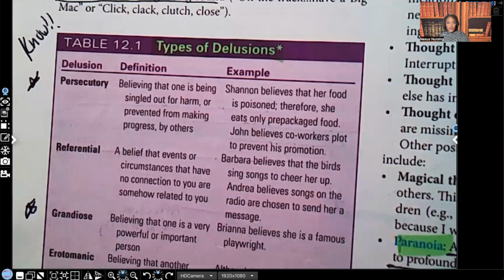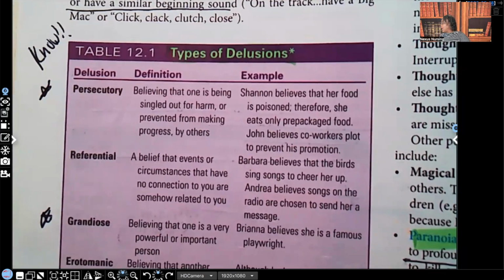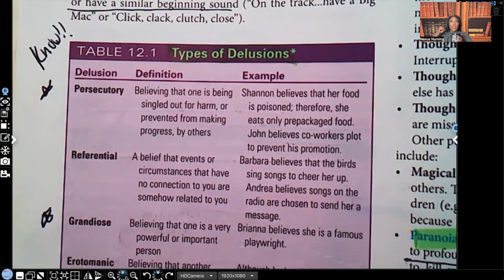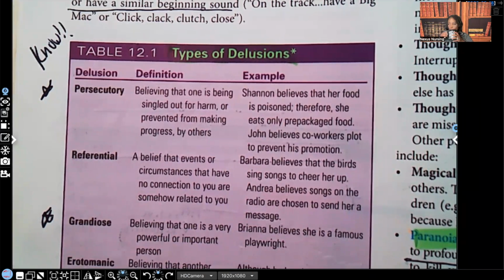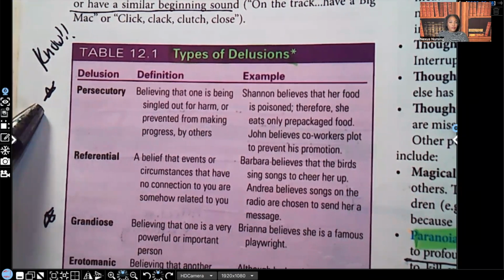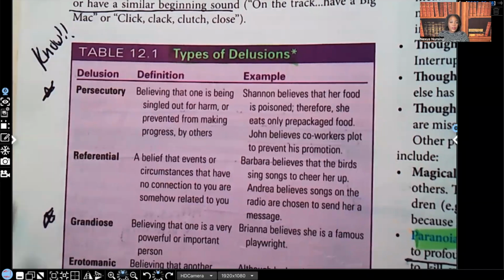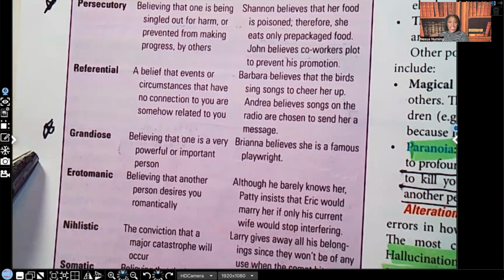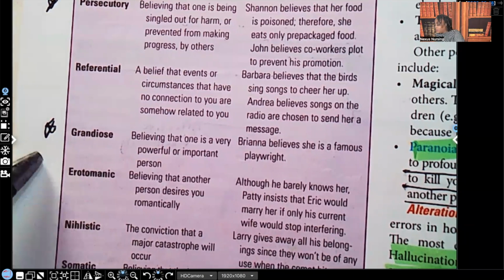Now, let's look at this table that goes over the types of delusions. Remember, guys, when we talk about hallucinations, that's seeing or hearing or tasting things that are not there. Delusions are beliefs, having beliefs that are just untrue. So the persecutory delusion is believing that they're being singled out, that they're being persecuted. Grandiose, again, that's believing that they're more important than other people. They have a special power. They have a special connection that other people don't have.